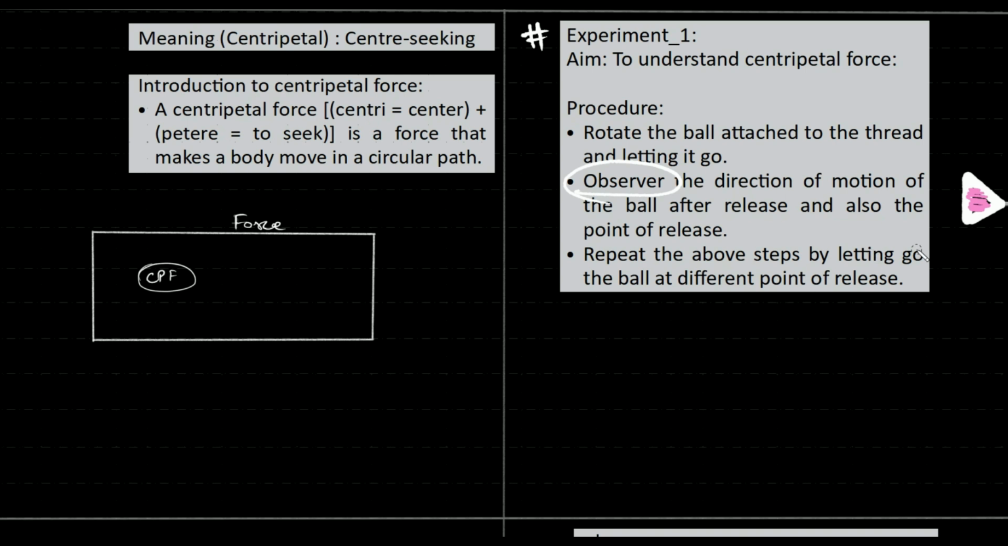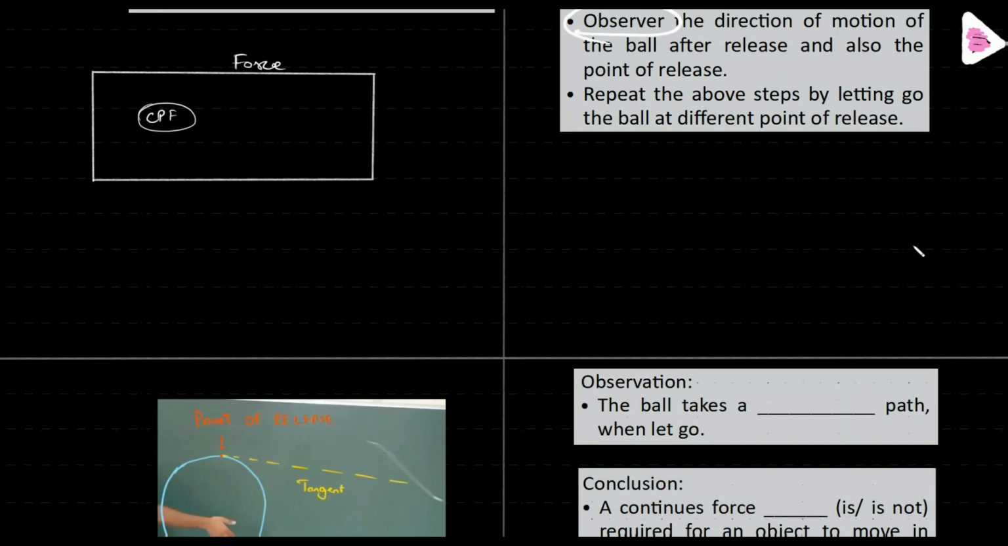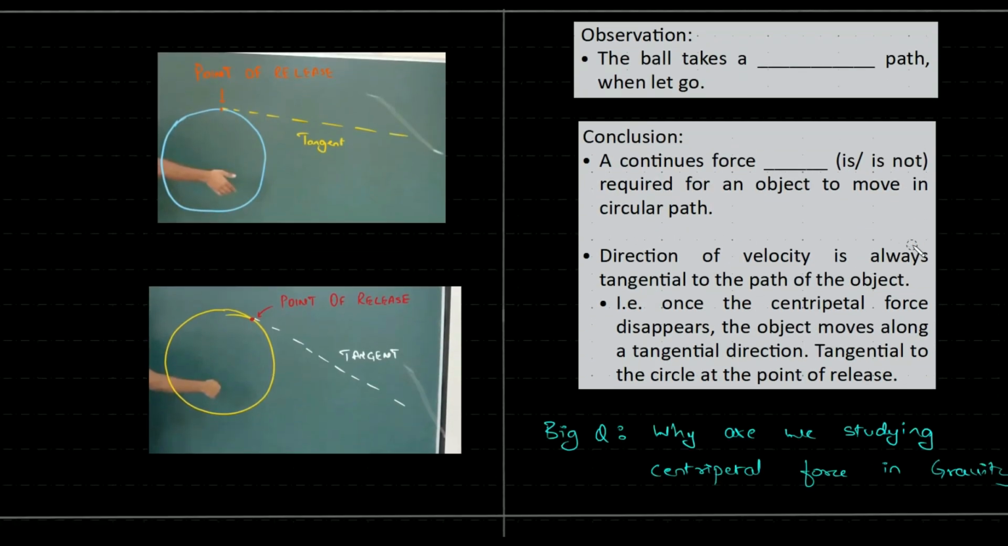Okay, you guys got a good idea. So what is it that we observed? I had 3 examples. I'm just showing 2 of it. I was moving an object, a bob, in a circular manner, and at this point I let it go. What happened? The bob took a straight path, and this line happened to be a tangent.